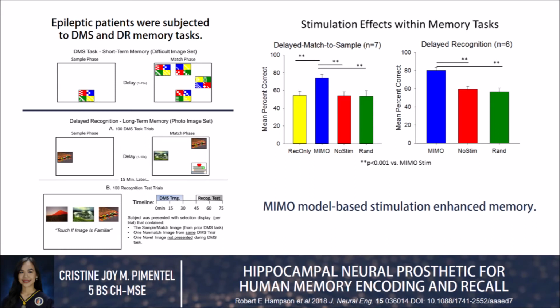From the initial neural recordings, a nonlinear model was synthesized to predict output from input firing patterns, from which electrical stimulation will be based when the patient is performing another memory task session. 4 stimulations were tested: recording only, MIMO stimulation, no stimulation, and random stimulation. MIMO-based stimulation and random pattern stimulation were delivered for 4 seconds during the sample encoding phase. Overall, MIMO model-based stimulation enhanced the DMS task by 37% and the DR task by 35%.